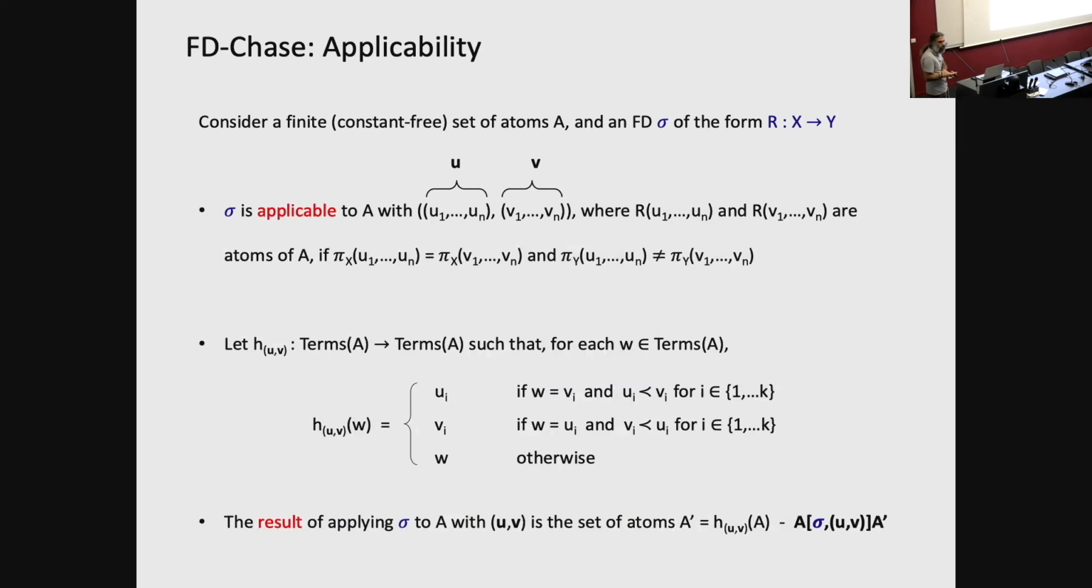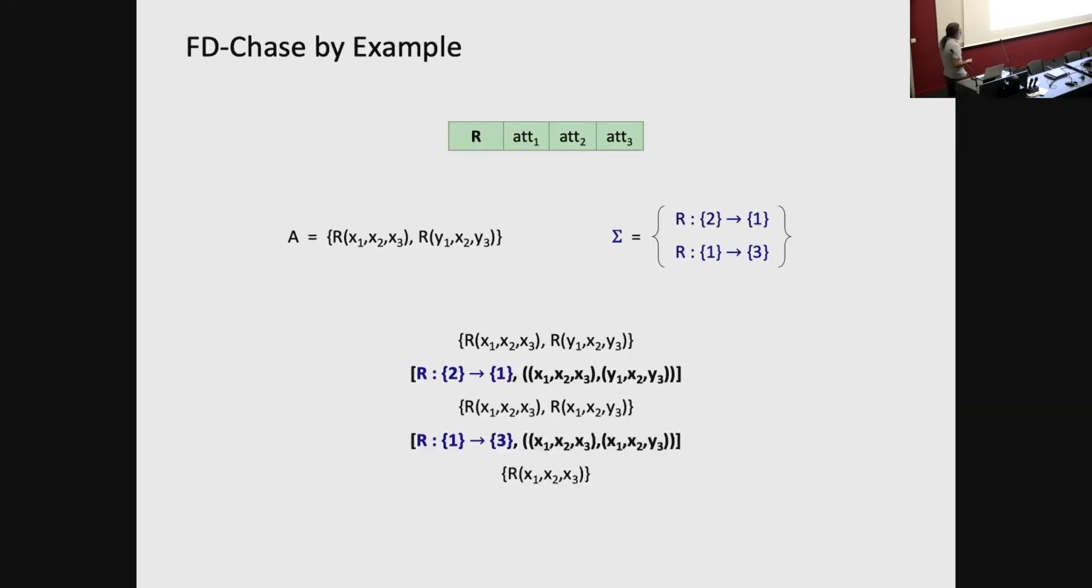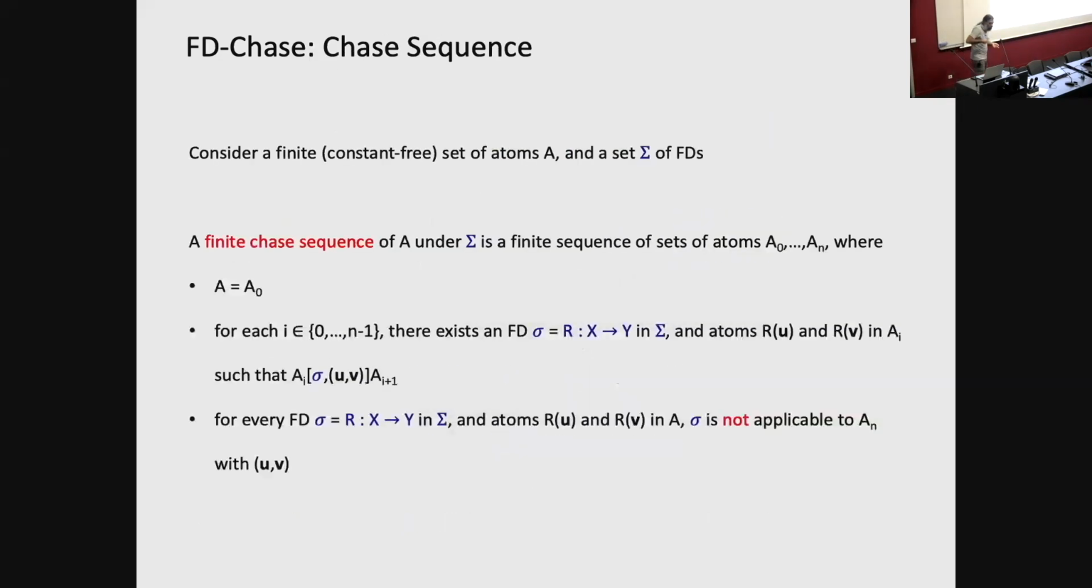Is that clear? Now, since I have the notion of chase step in place, I can go on and formalize the idea of starting from the given set and applying chase steps one after the other, and keep doing that until I get something that satisfies the set of constraints. So this is formalized by the notion of chase sequence.